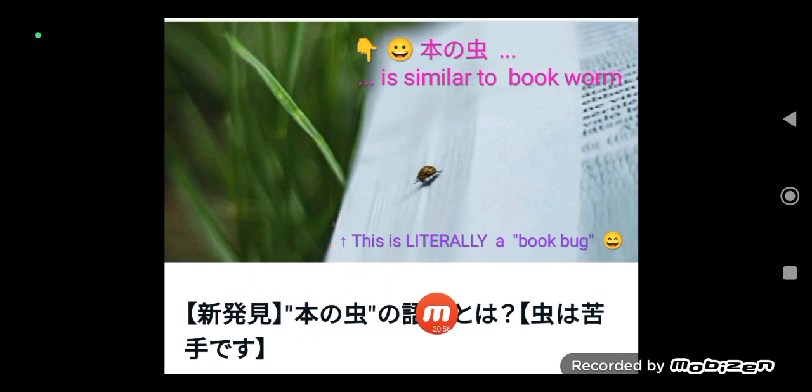Gogento wa honnomushi no gogento wa mushi wa nigate desu. Mushi wa nigate desu. It means that the bug here is having a hard time browsing all of the pages of the book.